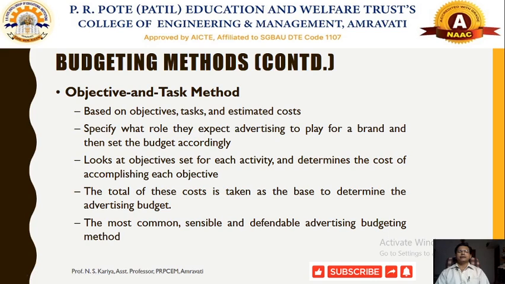It is also called the most common, sensible and defendable advertising budgeting method. So in this way we calculate the advertising budget by identifying very carefully what form of objectives we are going to achieve, by defining the tasks with respect to that objective, and finally allocating the advertising budget to it. So this is called a defendable method of advertising budget.